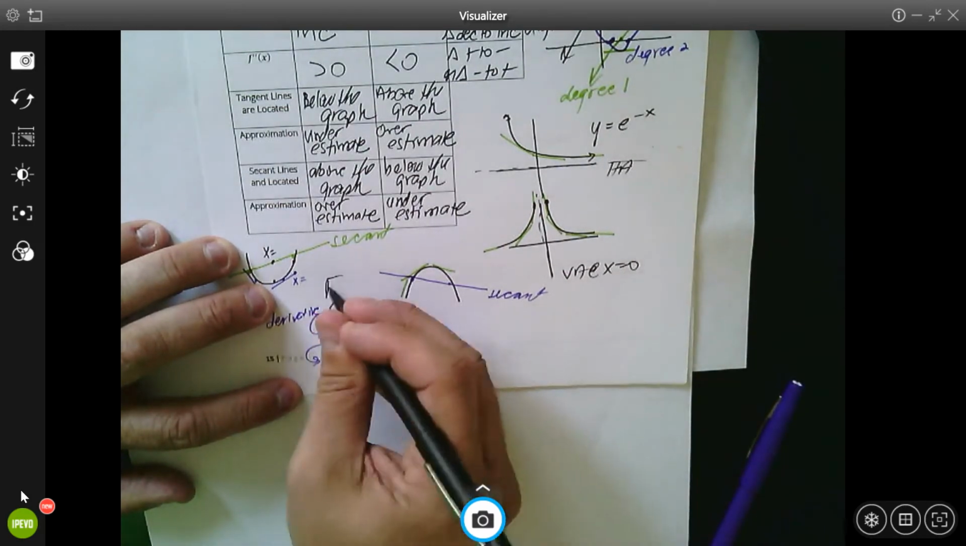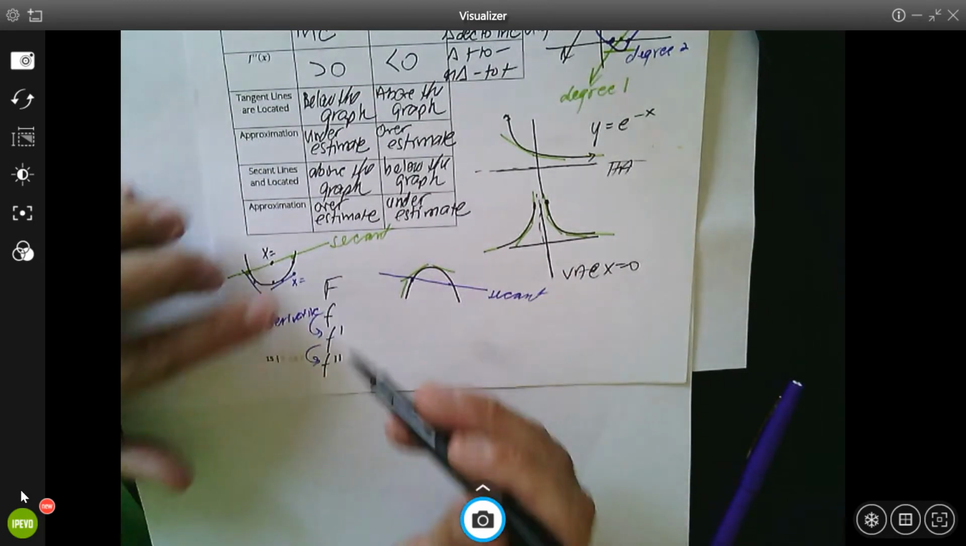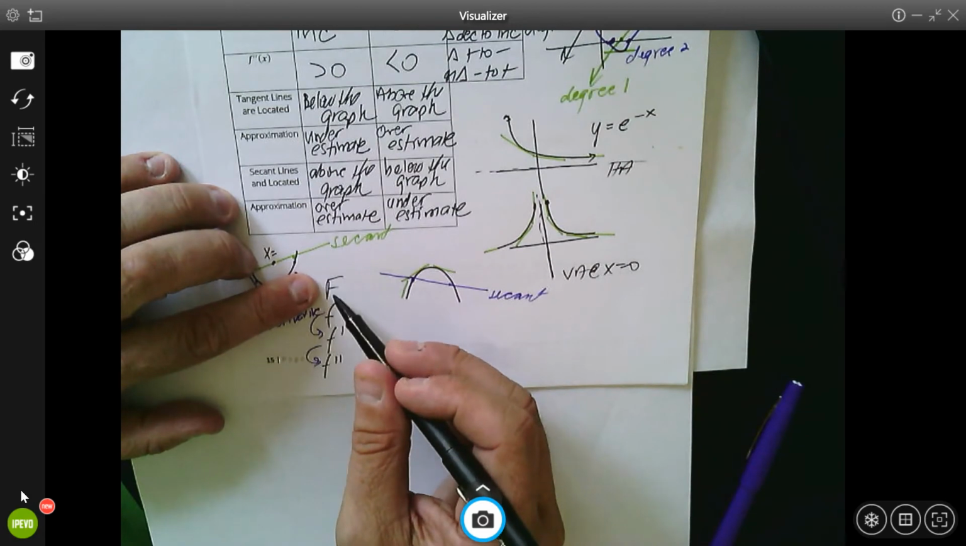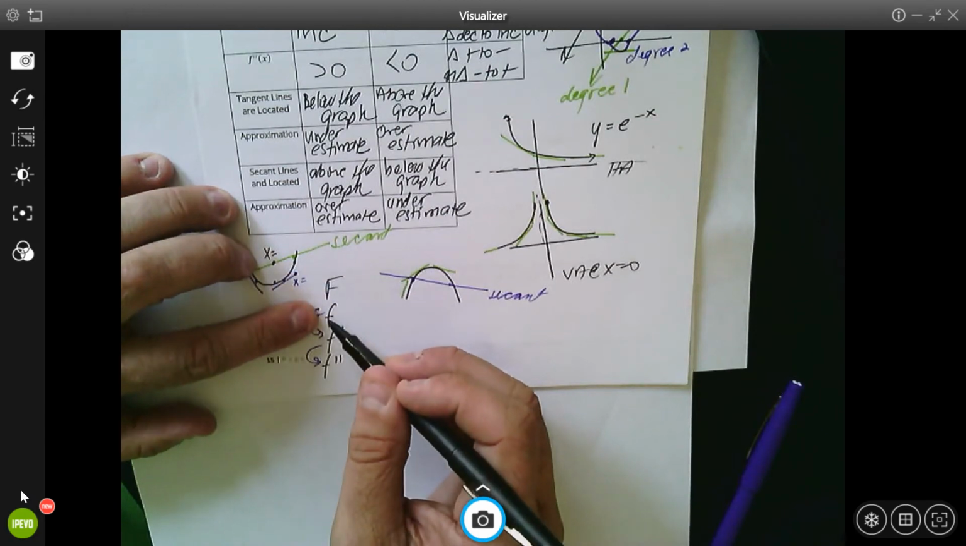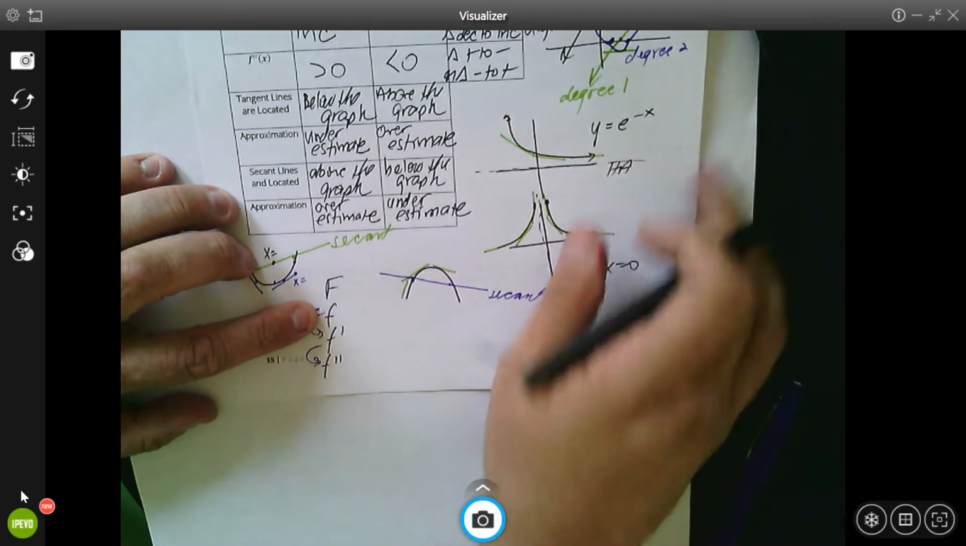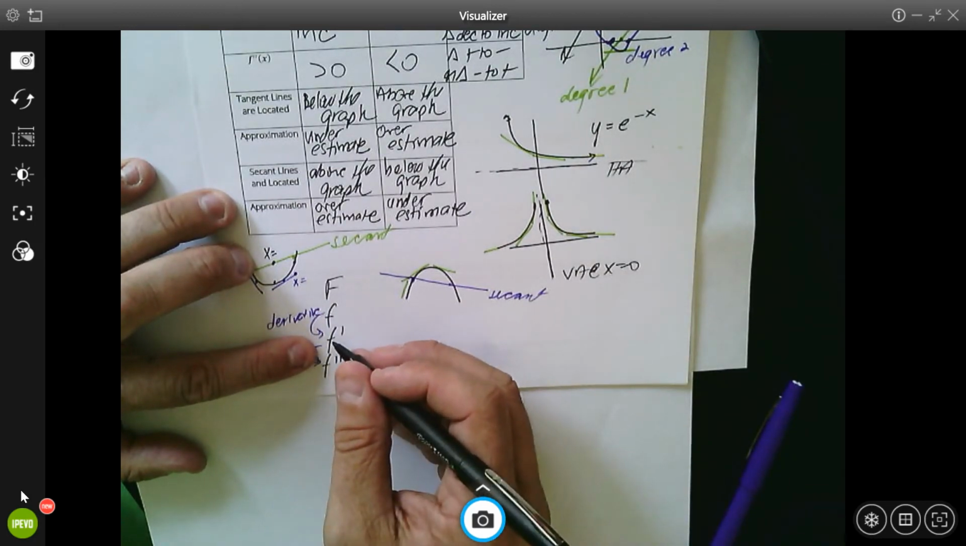Don't be surprised if the College Board starts you with the antiderivative, and they start to ask you questions like, where is big F going to be concave up? Well, if big F is concave up, then its derivative, little f, is going to be increasing. And little f prime, the second derivative, would have to be positive.